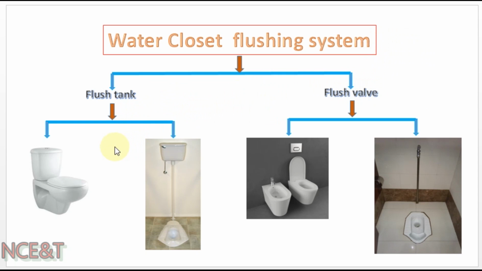With flush tank, there is one flush tank fixed with the water closet. After the use, we flush with the help of this flush tank. In the flush valve, a flush valve is fixed with the water closet, and the water is supplied through the water supply pipe to the flush valve.